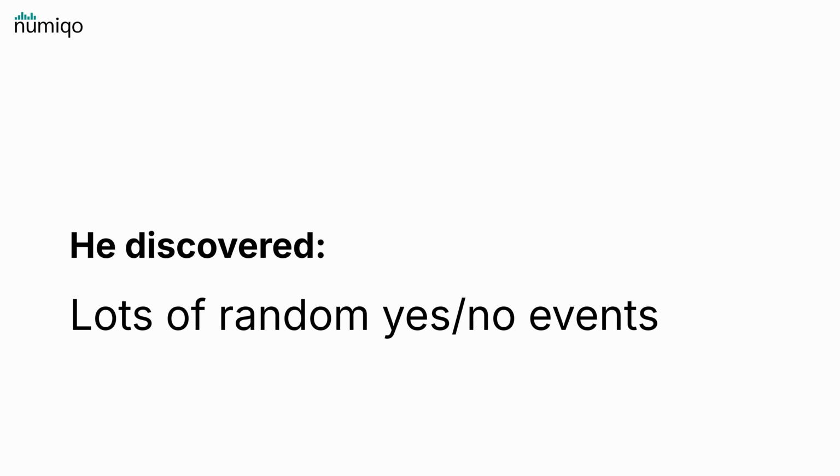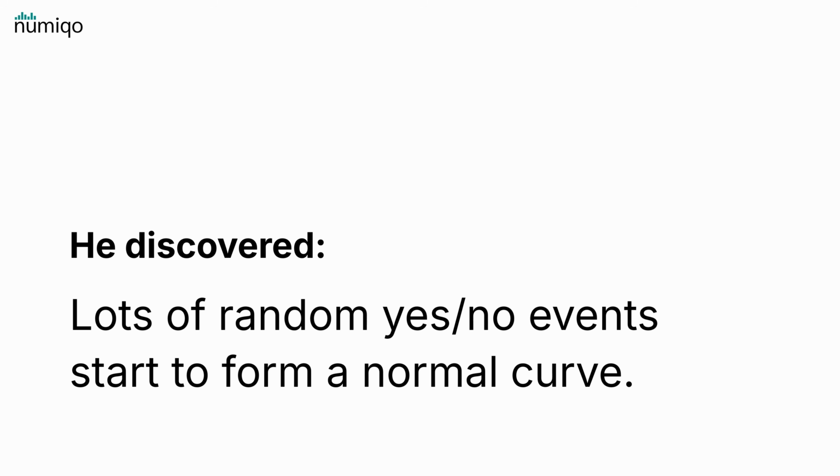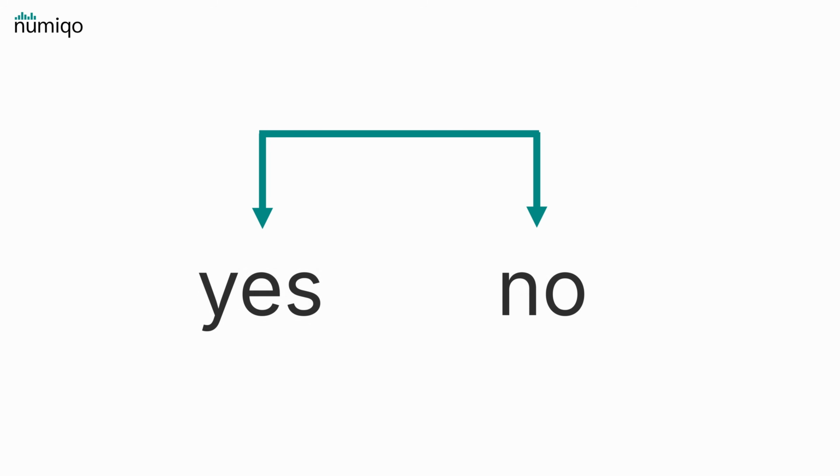And that's when he noticed something important. If you flip a coin many times and count how many heads you get, those counts start to form, tada, a bell curve. So he discovered this. Lots of random yes-no events start to form a normal curve. So if you add up lots of two-option results like yes and no, left and right or 0 and 1, the totals tend to form a bell curve as well.